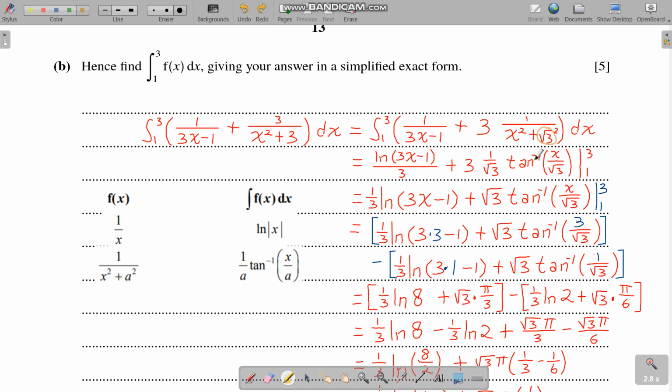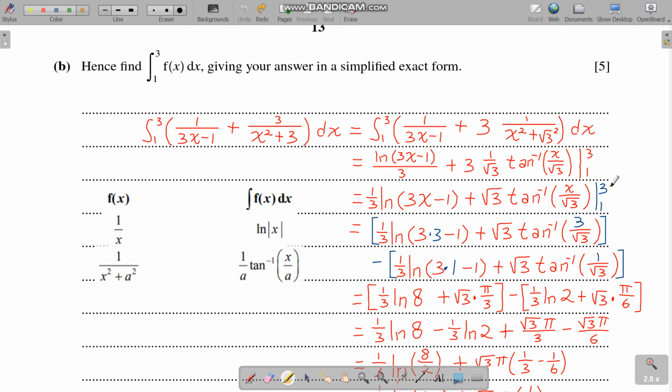Okay, so we know the a. Now we can use the formula. We get 1 over a, so 1 over root 3, inverse tangent x over a, so x over root 3. Of course we still have this 3, and if we simplify, 3 divided by root 3 is root 3. So we simplify things. This is actually 1/3.